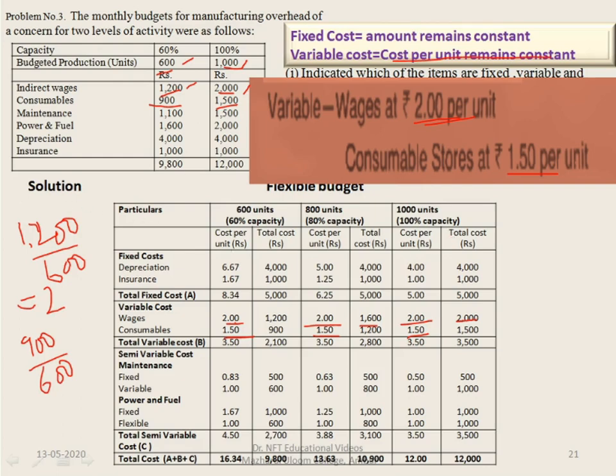Now we will see the next item. Next item is maintenance as well as power and fuel. You can see the cost here, it was 4,000, 4,000, both are constant. The amount was constant. So here, in case of indirect wages and consumables, per unit cost was constant. But here, in case of power as well as maintenance, both are different.